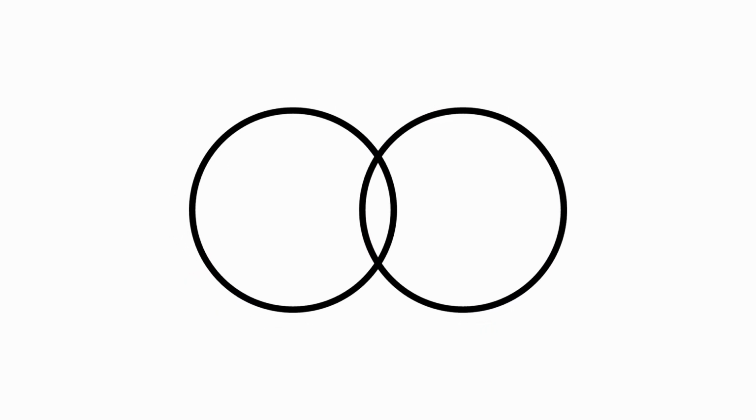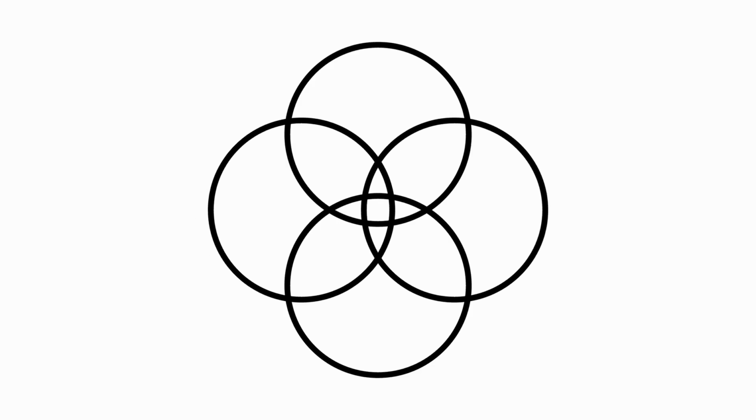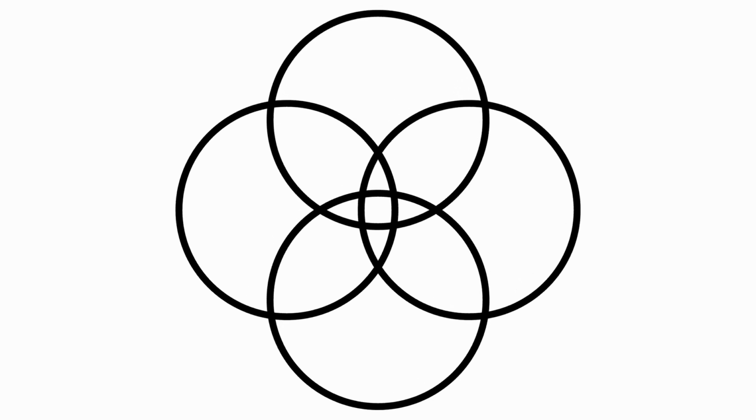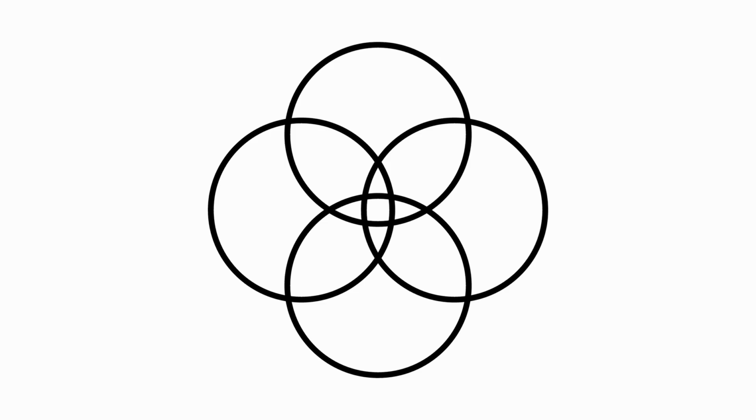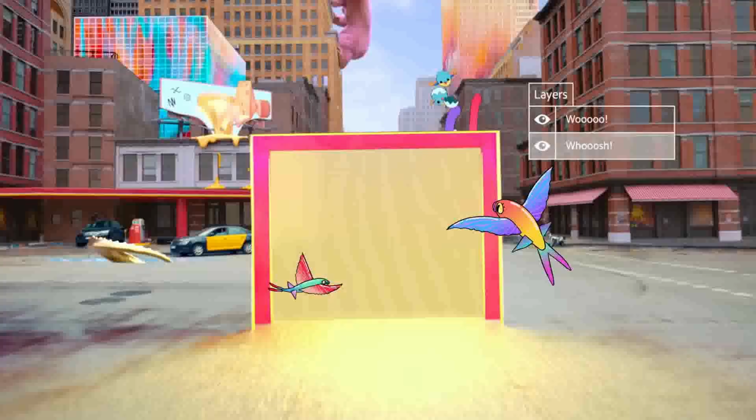Here's how it works. Imagine a Venn diagram, but instead of 2 circles, it's made from 4 circles. Is that still a Venn diagram, or is it called something else? Anyway, each of these 4 circles represents a golden rule of design. They are the foundations from which every graphic artist operates.